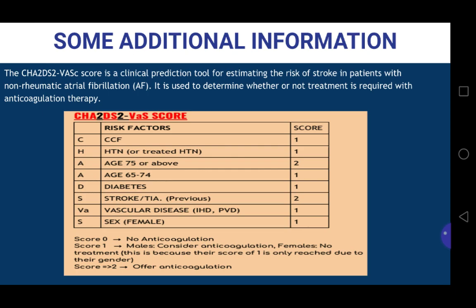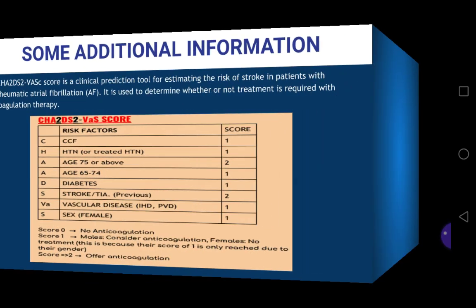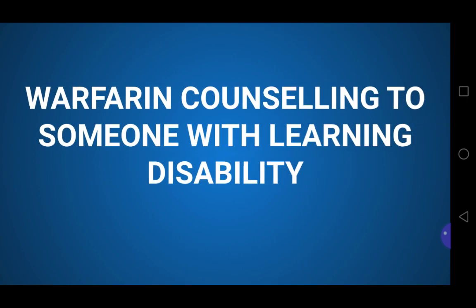If score is 0, no anticoagulation is needed. If score is 1, in males, consider anticoagulation. In females, no treatment. This is because their score of 1 is only reached due to their gender. If score is 2 or more, offer anticoagulation. So CHADS-VASc score is used in non-rheumatic atrial fibrillation to estimate risk of stroke and the need of anticoagulation therapy.